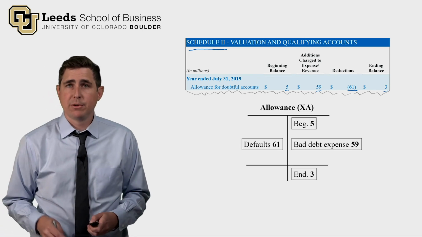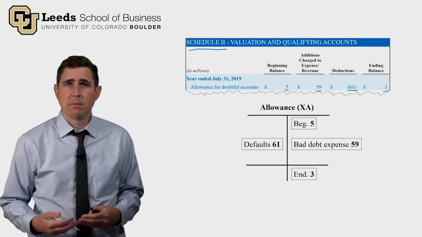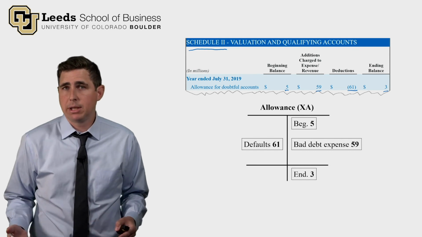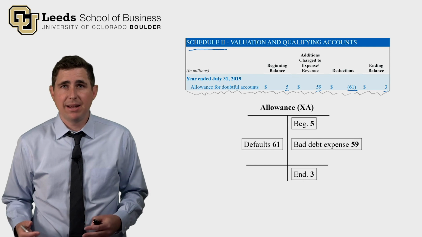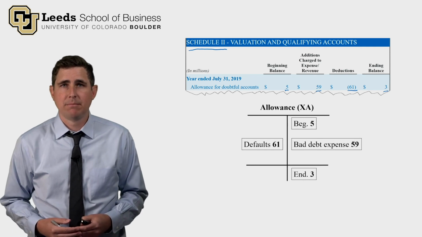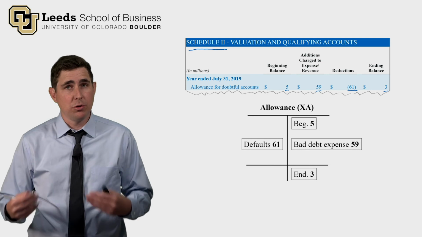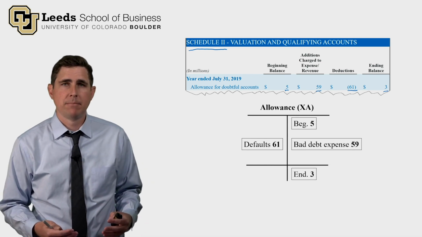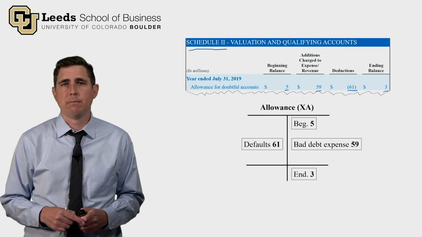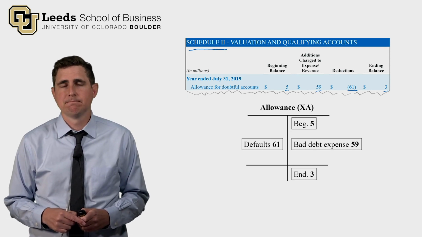These numbers represent entries to the T account. So the beginning balance of 5, that's a credit beginning balance. The additions charged to expense, that's bad debt expense of $59 million. The deductions, that's when you're using the allowance, those are actual customer defaults of $61 million. And the ending balance is a credit of $3 million.